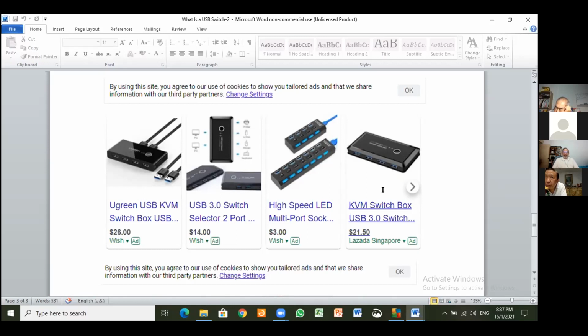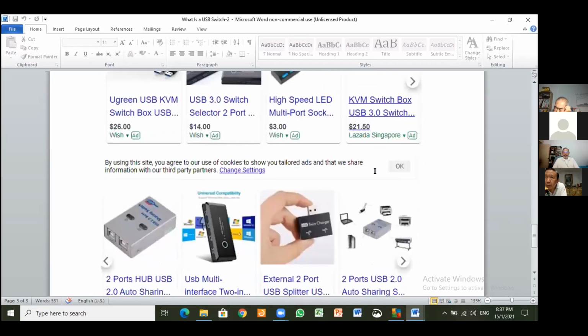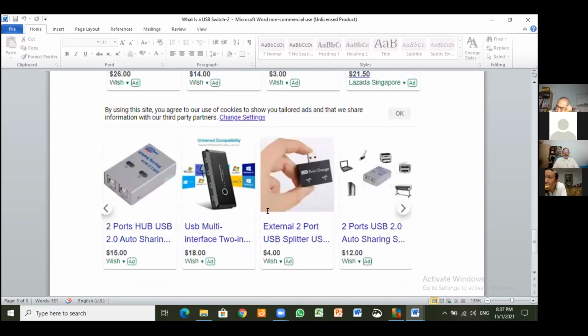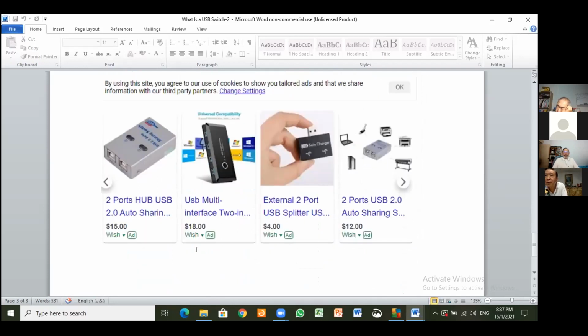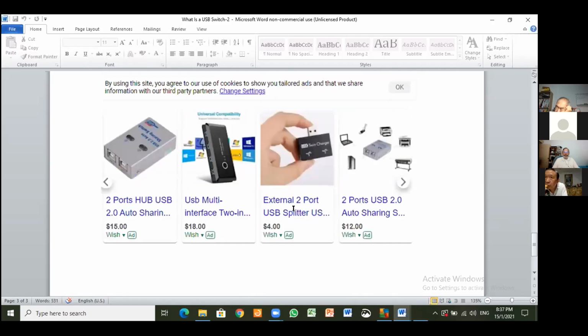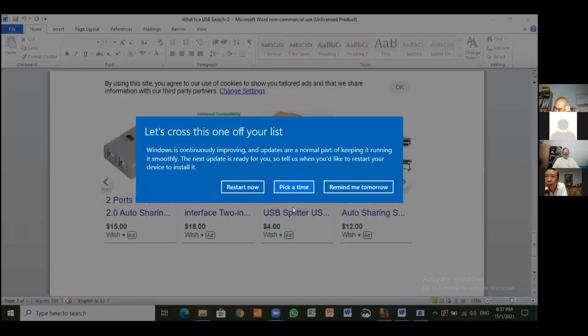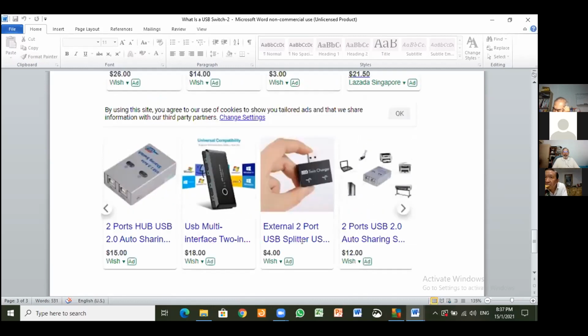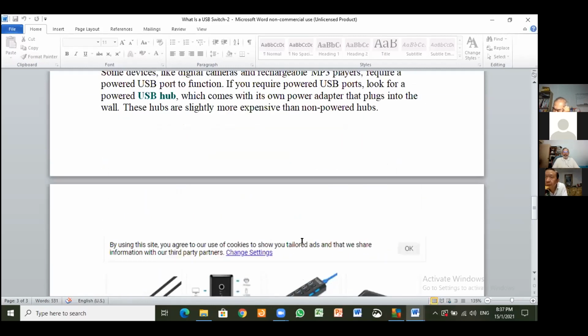This is a KVM one, so you've got KVM type one. This is a splitter, a USB splitter. It splits to two. I don't know how it works. These are some of the pictures that I took from the internet. So that's all I have.